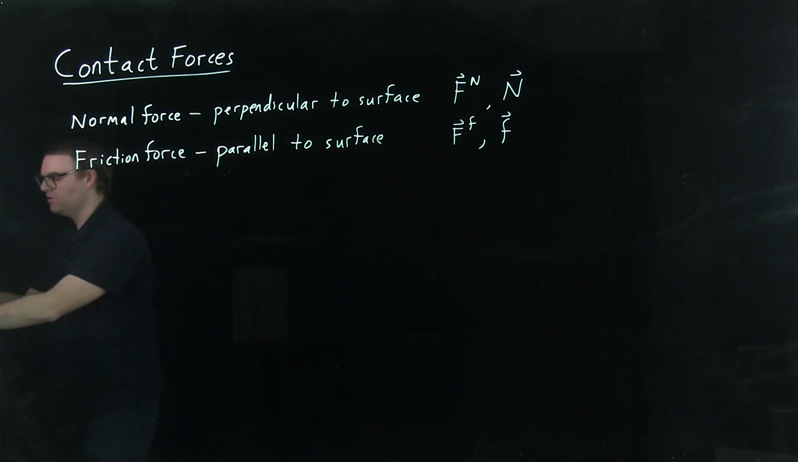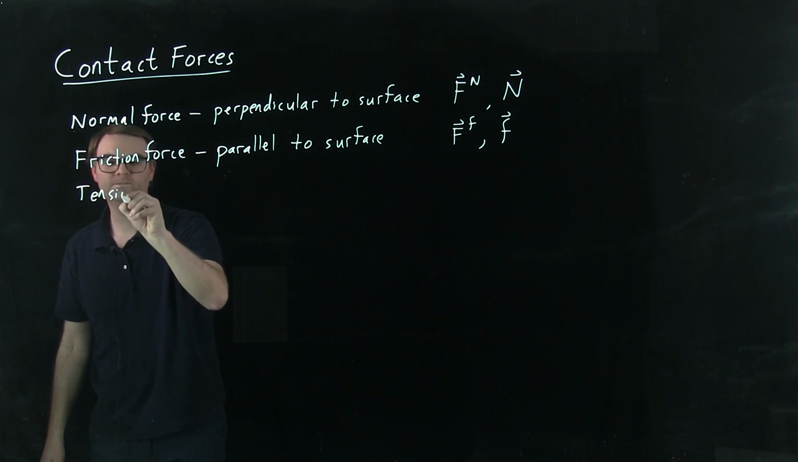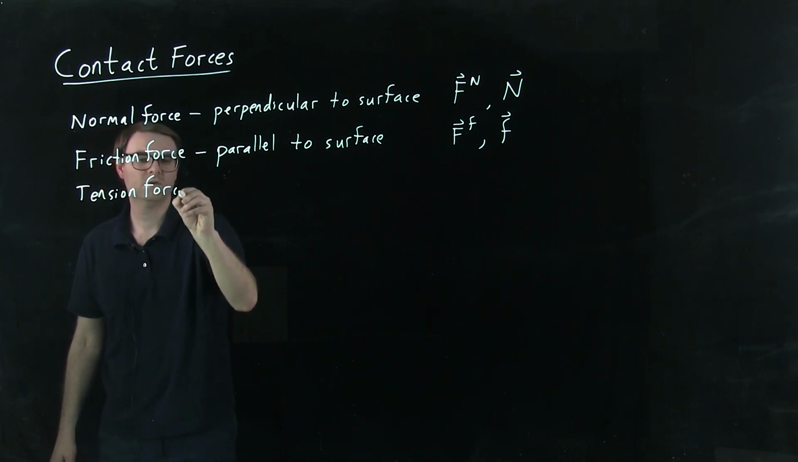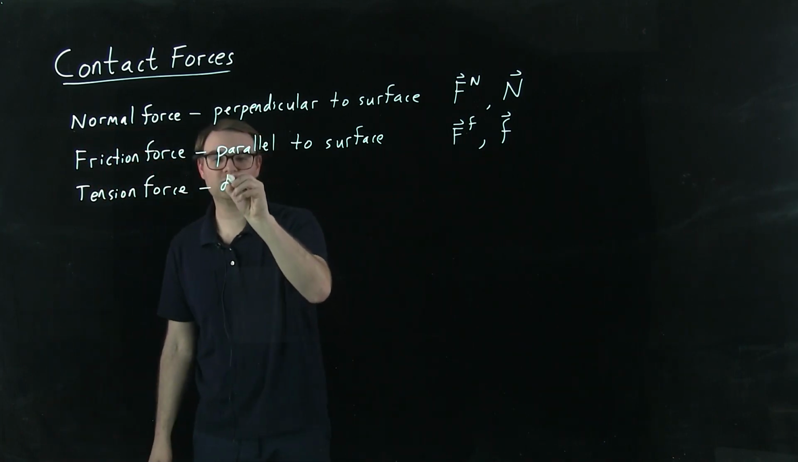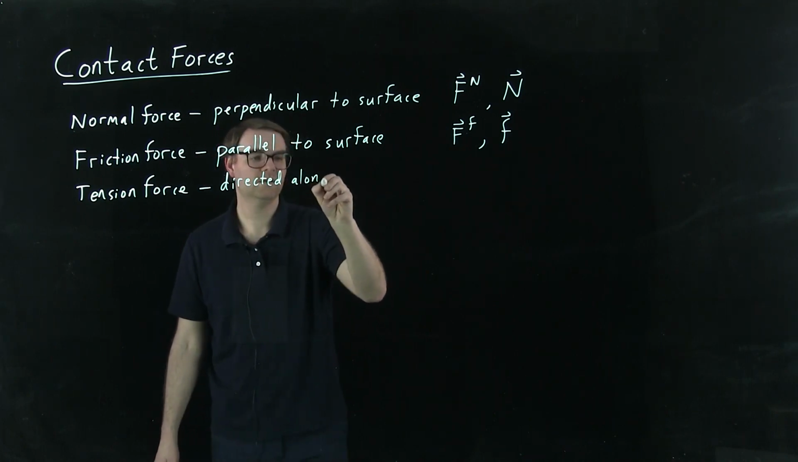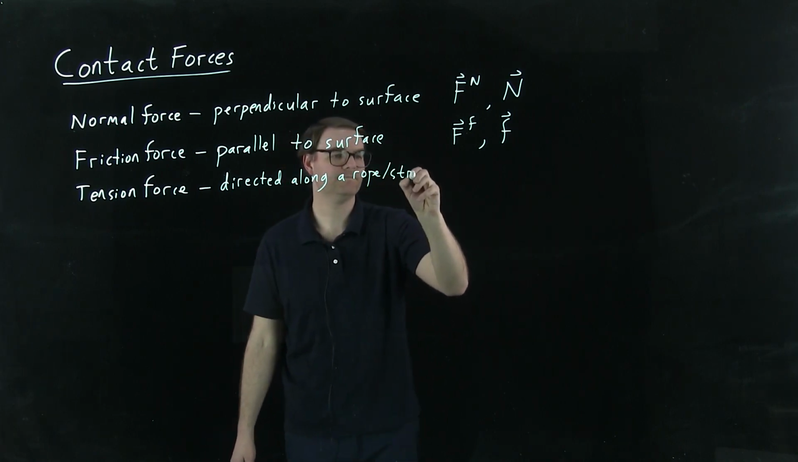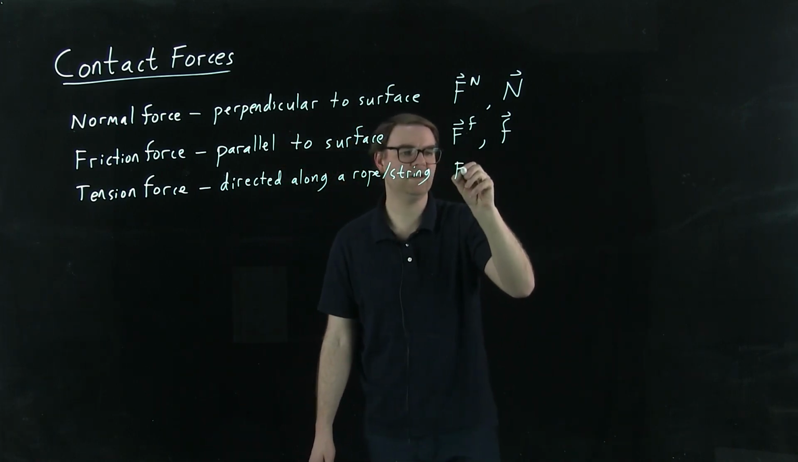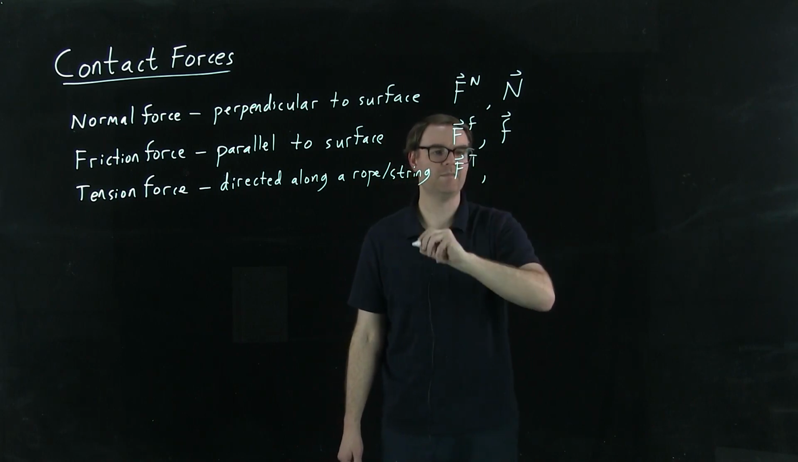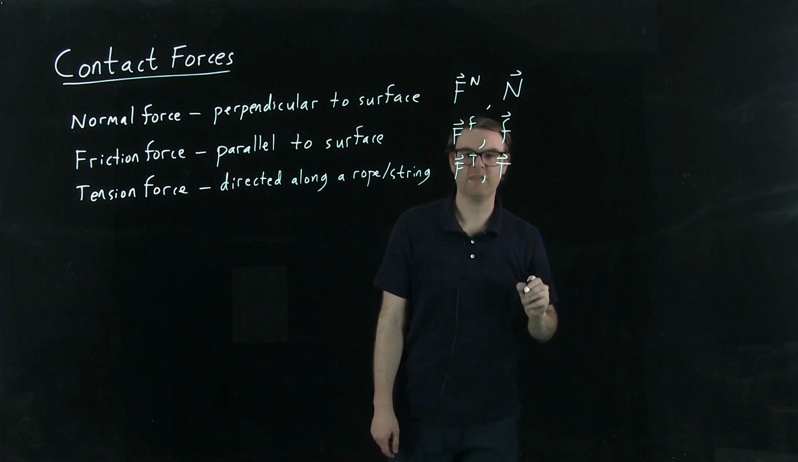So I can add that to my picture here. So we've got tension forces. And tension forces are always directed along a rope or string. And we typically would represent them symbolically with F with a T superscript, or sometimes just with a capital T.